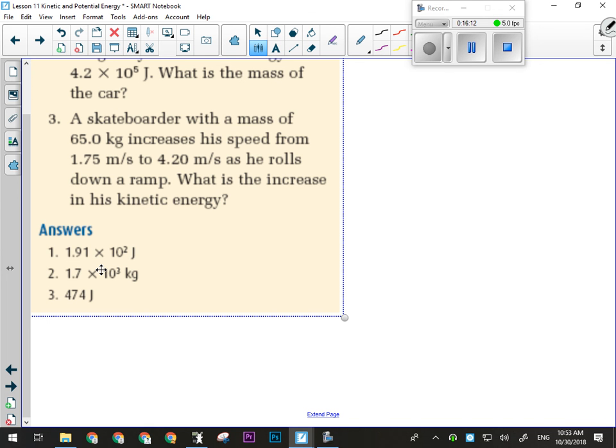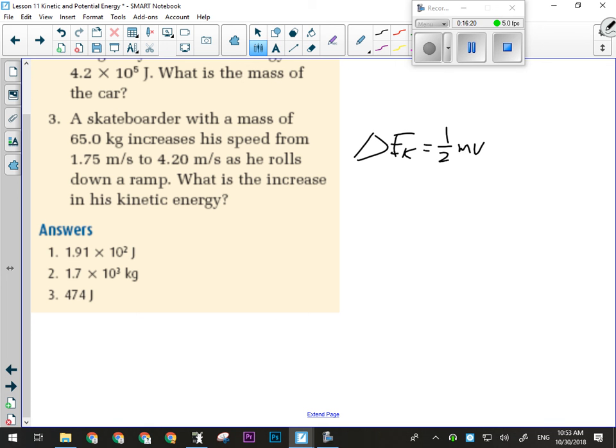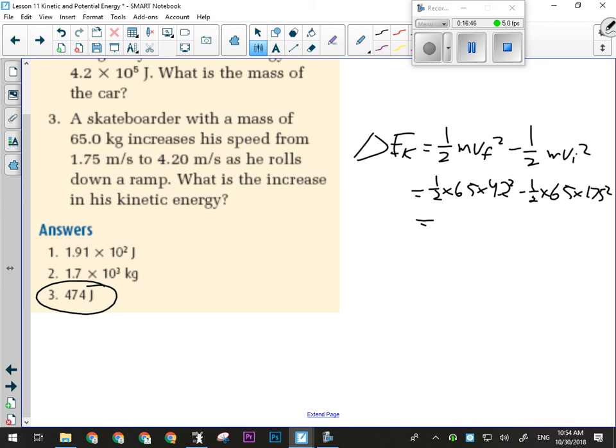We're looking for the increase in his kinetic energy, in other words the change in kinetic energy. So that's going to be 1/2 mvf squared minus 1/2 mvi squared. So we'll have 1/2 times 65 times 4.2 squared minus 1/2 times 65 times 1.75 squared. When we do that, we find that the change in kinetic energy is 474 joules. So that makes that question fairly simplistic.